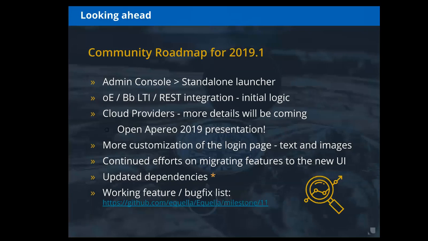All right, so looking ahead, we've talked a bit about what's slated for this next release, June-July timeframe for 2019.1. Admin console is going to be moved out of the code base. It's going to be a standalone launcher. The REST integration, the LTI REST integration for Blackboard, we're going to have the initial logic. The initial logic is already in there. We're going to hopefully get some more features into the code base before .1 is released.